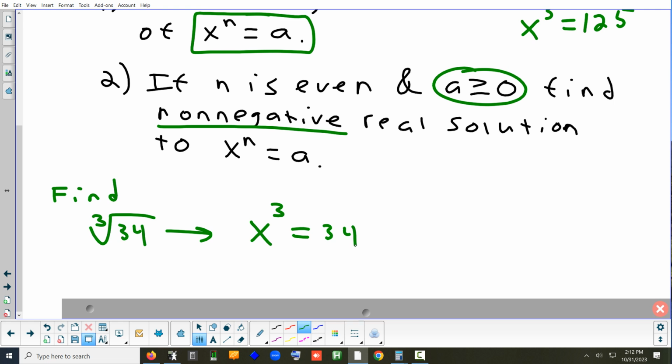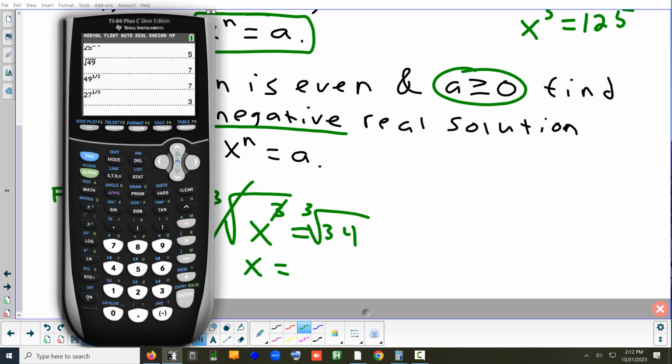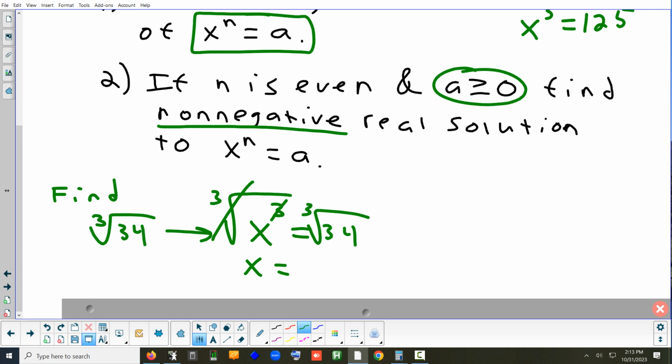And the way you would solve that, how do you get rid of cubing something? What's the opposite of that? You root them. Yeah, what root would you have to take to undo cubing? The cube root. So you end up taking the cube root of each side. Cube root and cube cancel. And here's your answer, the cube root of 34. That's exactly what you started with. So you get about 3.24.